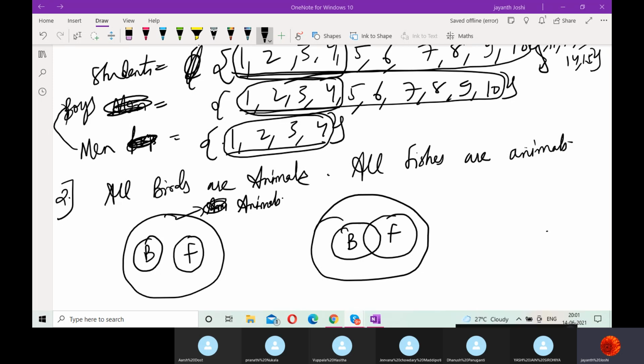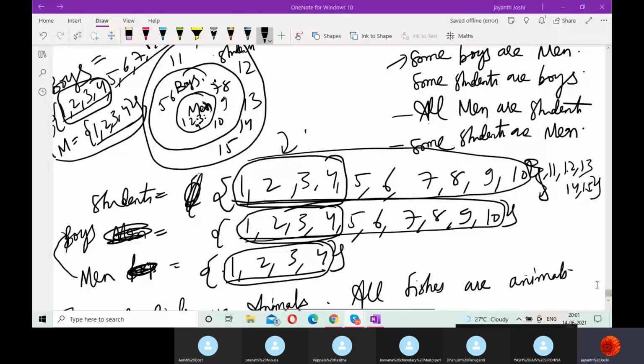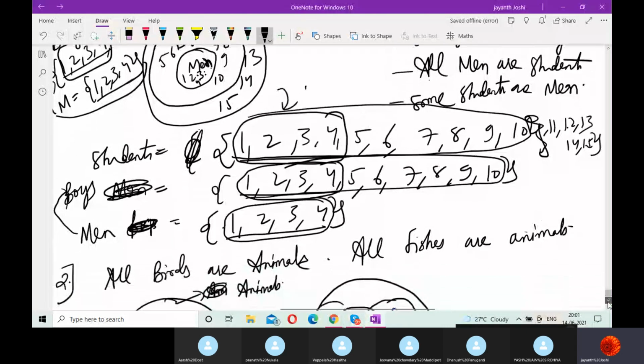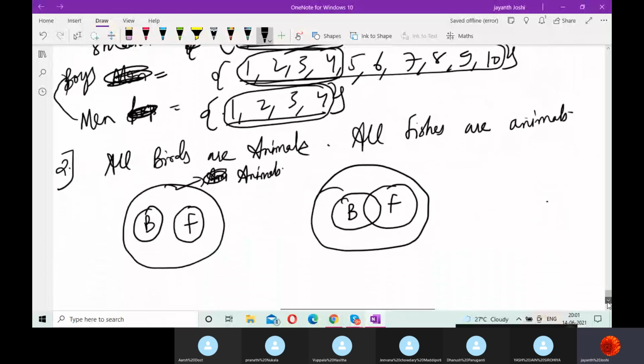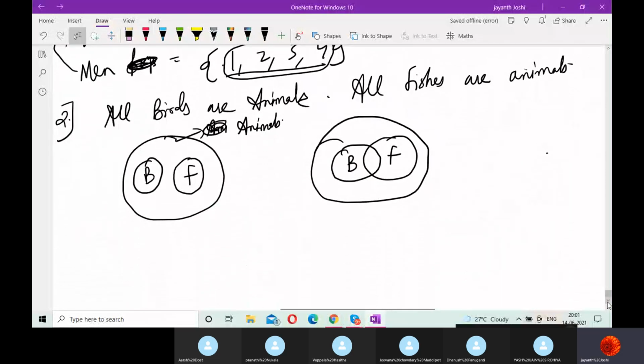So let's draw inferences out of this. All birds are animals. All fishes are animals. See, there's a possibility that some birds can be fishes and some fishes can be birds. How? Let us do this.